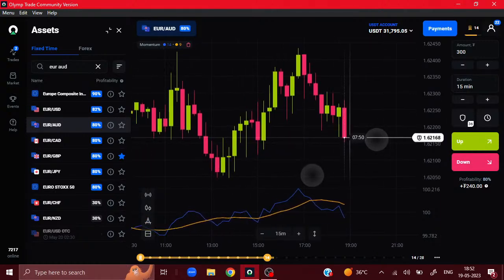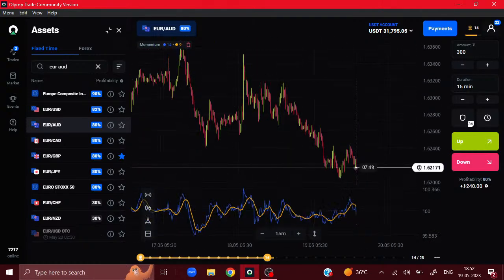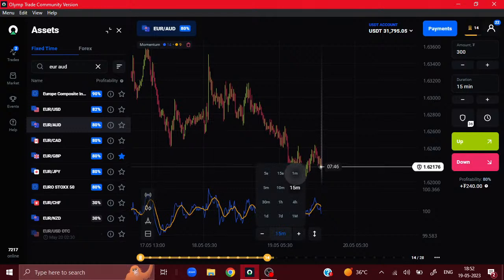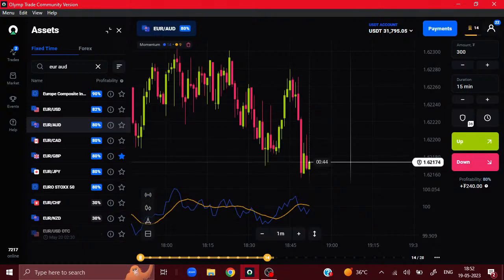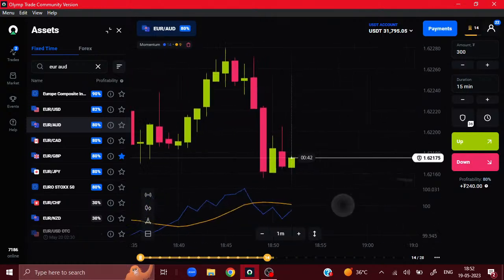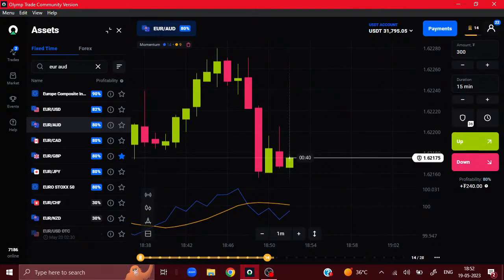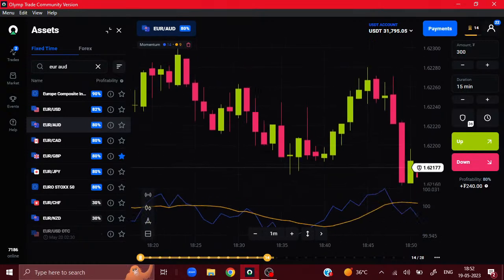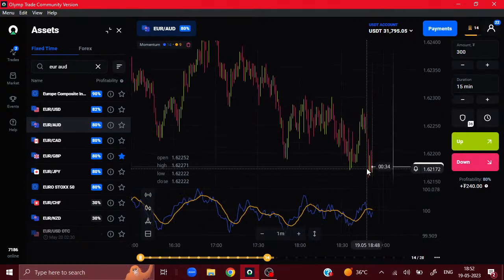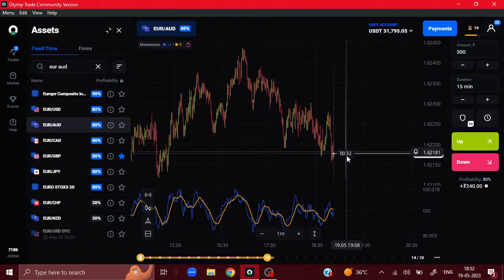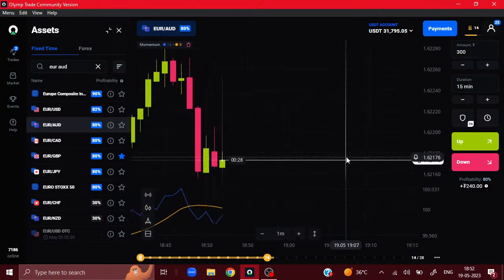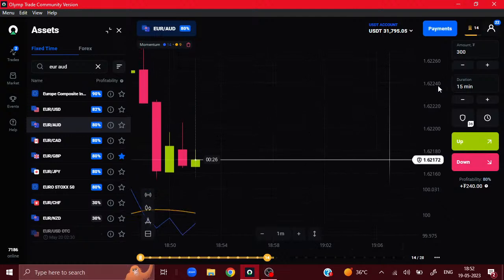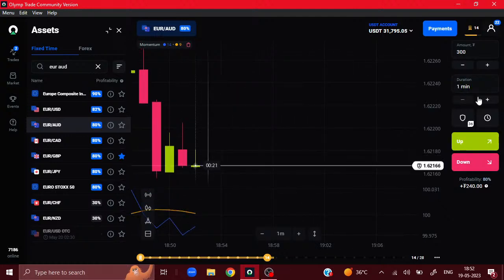Euro AUD, we can clearly see that it is in a downtrend. The price is trying to intersect the 100 momentum level here, but it is not able to. I don't think that we have any potential entry here. Maybe we can go for a 1 minute trade here in the downward direction.